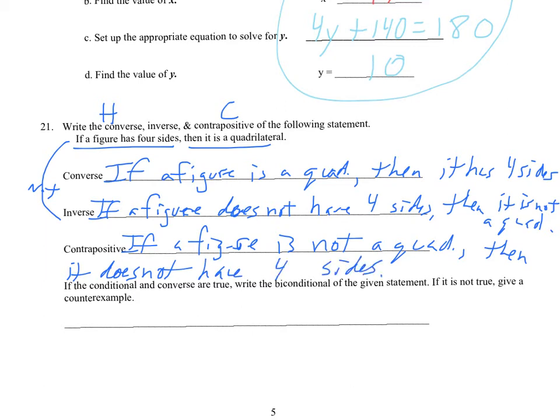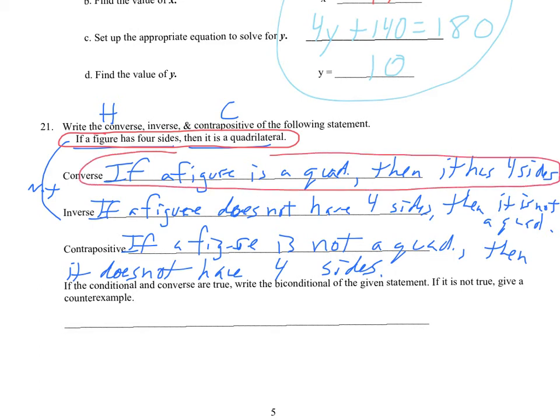If the conditional and the converse are true, write the biconditional of the statement. Remember, if they are true. So let's look at the conditional statement, starting with this. If a figure has 4 sides, then it's a quadrilateral. Well, that's true. If we name shapes based on the number of sides, if it has 4, we call it a quadrilateral. Now the converse, where we flip it, if a figure is a quadrilateral, then it has 4 sides. Yes, that is also true. So this biconditional statement we can write because the conditional and converse are true.